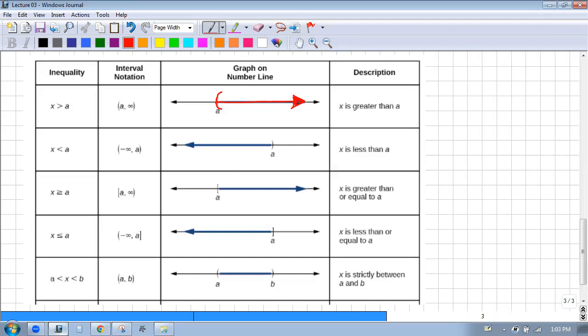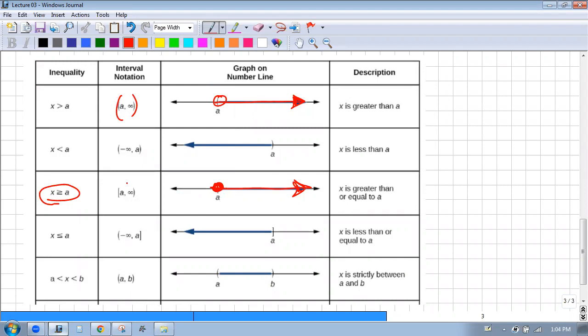Notice we put a round bracket here because we're not including a. If we wanted to include a, we would put a square bracket, all right? So round brackets versus square brackets. Or sometimes instead of these brackets, they'll put a solid dot versus an open dot. It's just the same thing as the round or square parentheses. So the interval notation is the same. We have from a to infinity, not including a.